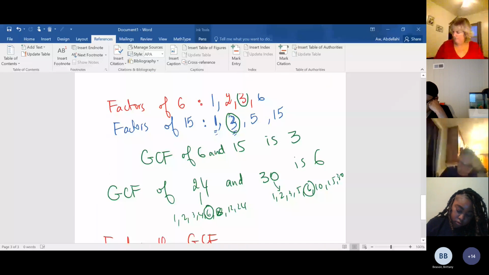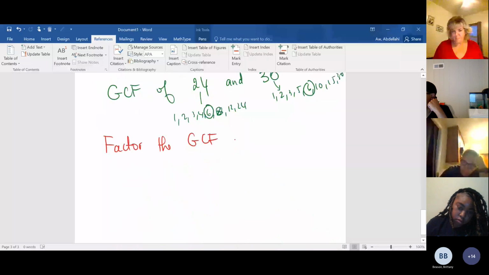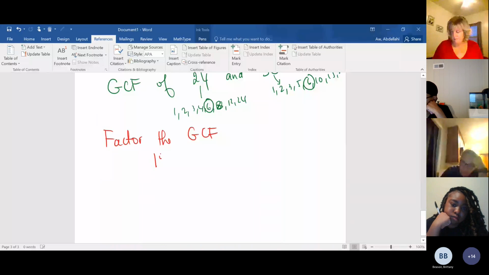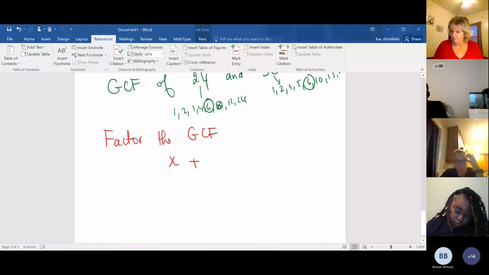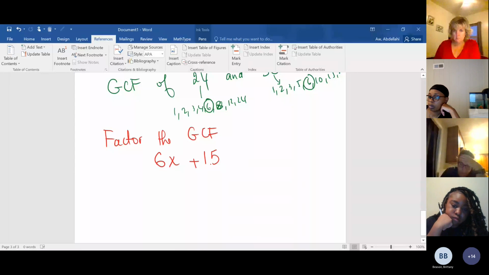You are going to see how simple it is. So if you have 6x plus 15, what do you see here? What type of expression do you have? Do you have a sum, a product, a difference, or a division? You have an addition. We have a sum. The main operation here is a plus.